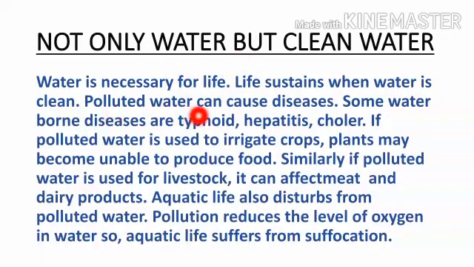So polluted water can cause diseases. Some waterborne diseases, meaning diseases that are transferred, are like typhoid, hepatitis, and cholera. And if you talk about crops, polluted water is used to irrigate crops, and many plants may become unable to produce food. And polluted water, if you use it for livestock, can affect meat and dairy products.